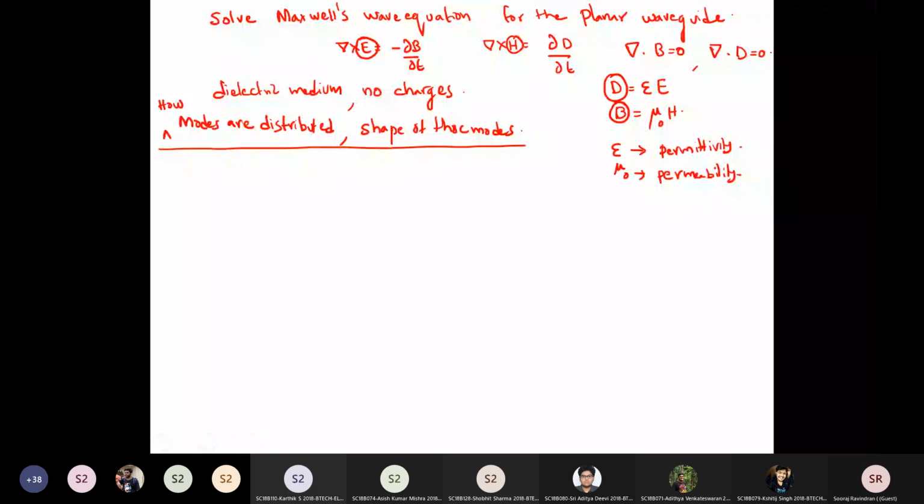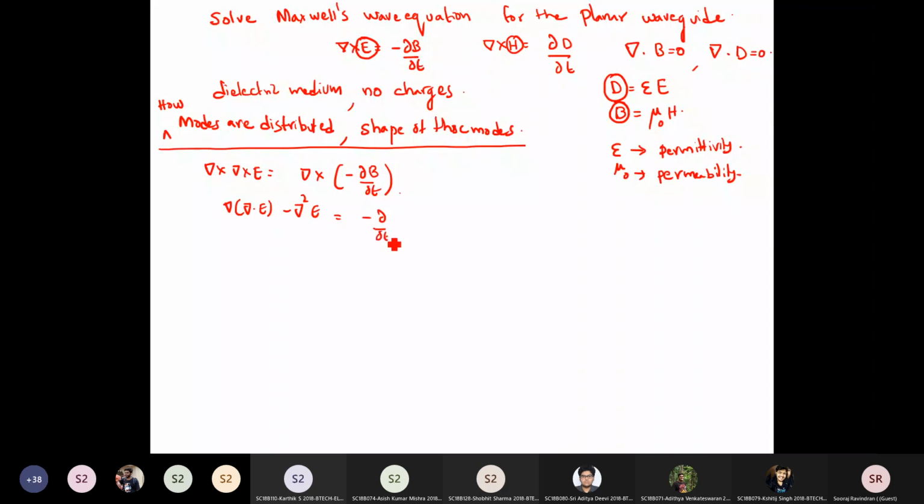So to begin with, we first take the curl of the very first equation. You have this del cross E, so I'm going to take a curl. That means del cross E should be equal to del cross minus dou B by dou T. If you use the vector identity, del cross E can be written as del dot E minus del square E. That should be equal to minus dou by dou T of del cross B. And we already know that del dot E is 0, because D is equal to epsilon into E, and del dot D is equal to 0. And therefore, this would lead to del square E is equal to dou by dou T of del cross B.